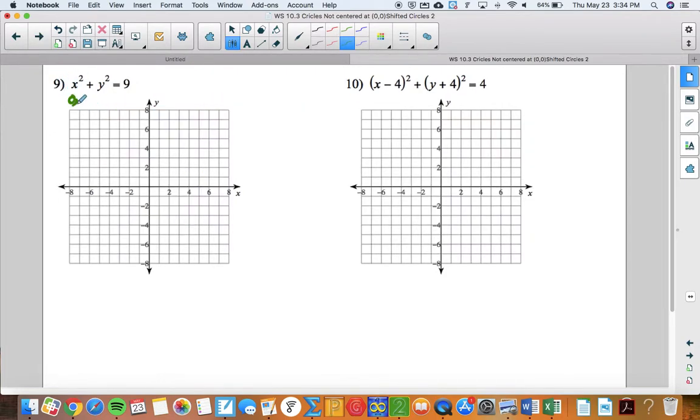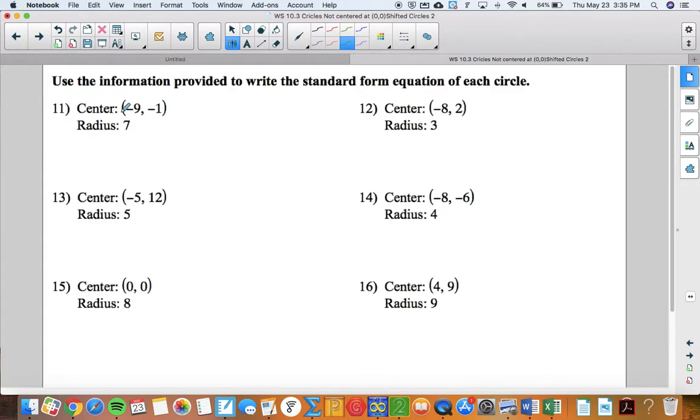Here, the center is at 0, 0. And the radius is the square root of this value over here, so it's 3. I didn't draw my coordinates here, and I should do that even if I draw a perfect circle. Which this one, it's not too bad. I got, no, never mind. Who am I kidding?